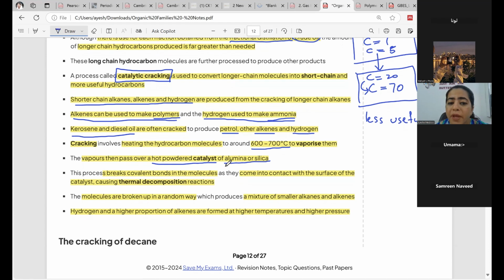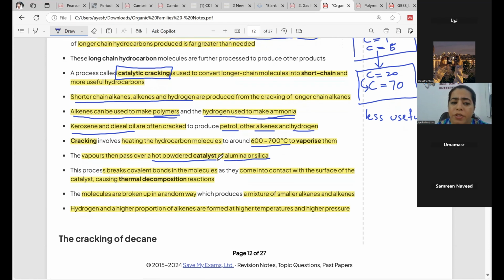Okay, how? We will be having powder form of the catalyst, very hot. So these vapor forms of the alkanes, they will come into contact with the surface of the catalyst and the catalyst will help them break the covalent bonds in the structure, because heat and catalyst are helping over here to break the bonds. So we can call it catalytic cracking, catalytic breaking, or since heat is also used up, we can say it is thermal as well. So it's a thermal decomposition reaction or catalytic cracking reaction. Okay. Any question till here?